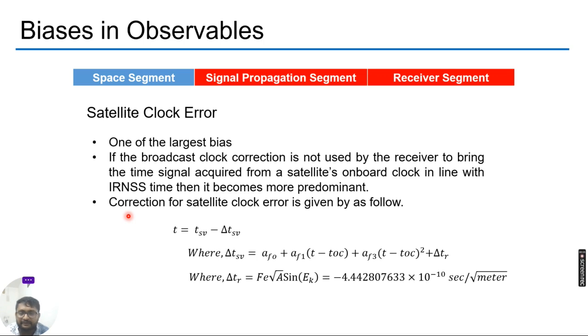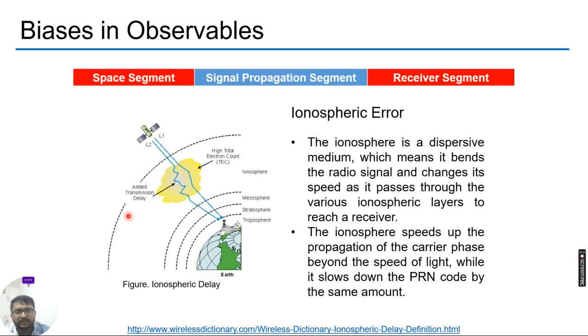To correct these satellite errors, the navigation message carries some coefficients such as af0, af1, af2, and t_oc. Using those parameters, we can find out the satellite error and then correct our observations. Then, when the signal is propagating from space, the first error introduced is in the ionospheric layer.